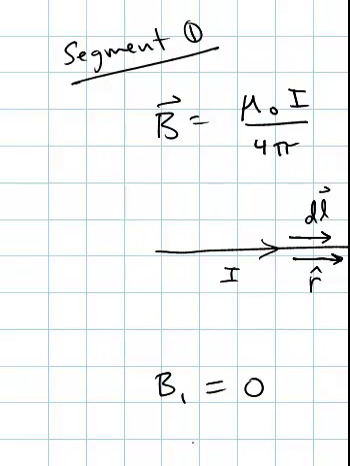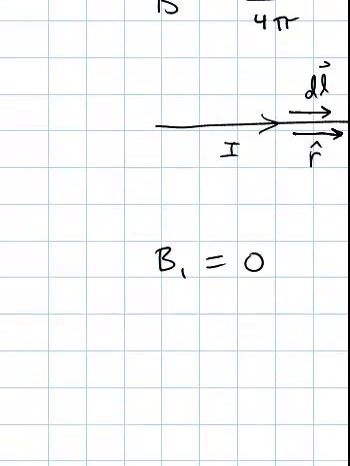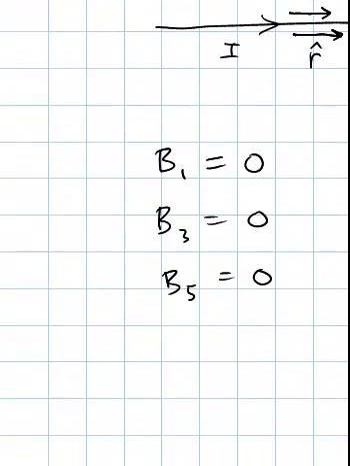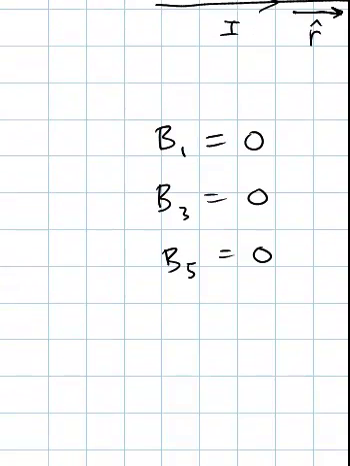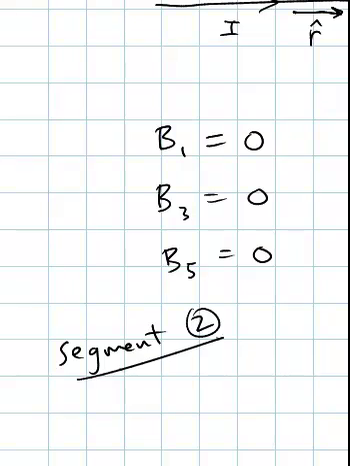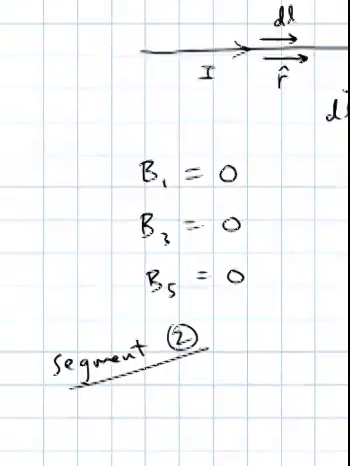Now if you take a quick look at segment 3 and segment 5, you'll see that they are also pointing either toward or away from point O. So B3 and B5 are also 0 for the same reason. Now let's take a look at segment 2 and 4. This is another case where the Biot-Savart law works very nicely. So let me just write it out here. This is from segment 2. That's what we're interested in now. That first arced section.